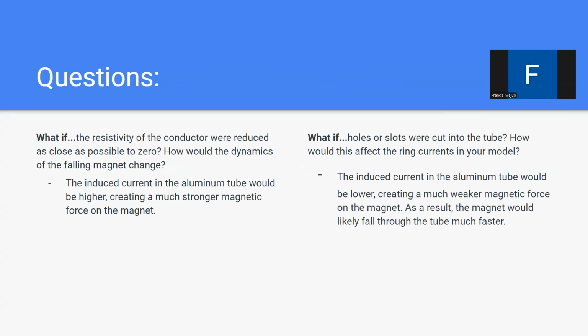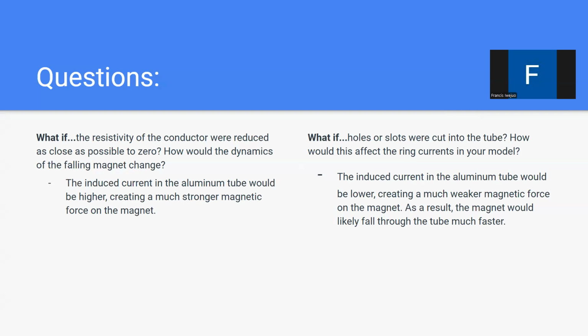For the questions, what if the resistivity of the conductor were reduced as close as possible to zero? How would the dynamics of the falling magnet change? In this case, the induced current in the aluminum tube would be higher, which would create a much stronger magnetic force on the magnet, causing the magnet to fall through the tube much slower.